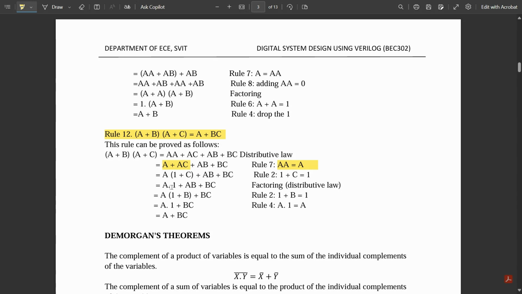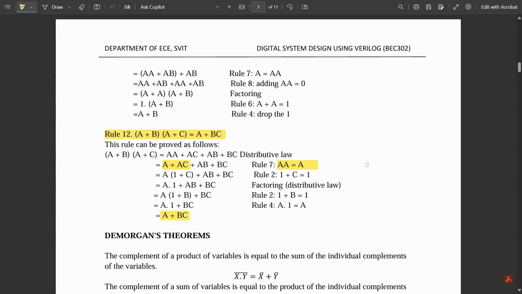Then A plus AB we have, again in these two terms, A is common. Then we have A into 1 plus B again. Again 1 plus B would be equal to 1 according to rule 2. A into 1 is equal to A. So finally, step by step, while you solve this, you would be getting our final proof as A plus BC.